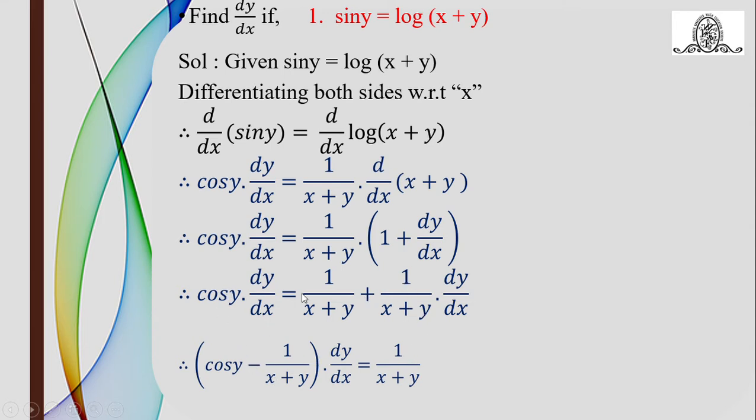So cos y minus this 1 upon x plus y. From these two terms, dy by dx is taken common, equal to this 1 upon x plus y. The term that is free from dy by dx will remain there in the RHS as it is. Hope up to here it is clear to everybody. After that, we have to solve it for dy by dx, which means we have to shift this bracket into the RHS, so that we will get the answer for dy by dx.